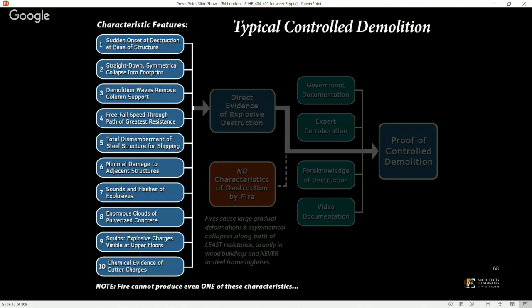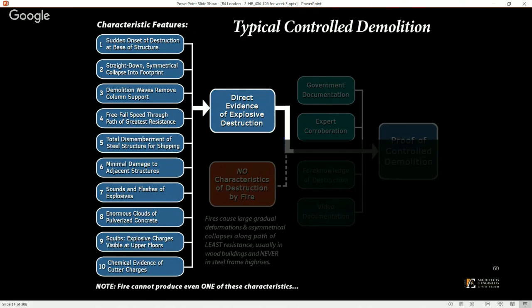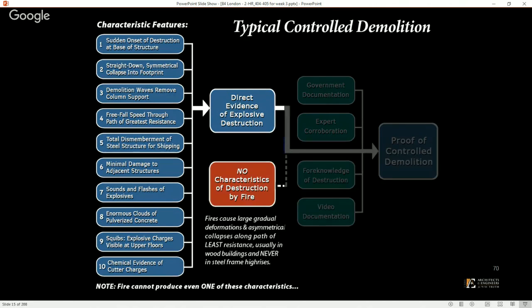We focused on that last week. And 8, enormous clouds of pulverized concrete. 9, explosive charges visible at the upper floors. Isolated explosive ejections called squibs. We looked at that last week. And what we're going to be looking at this week is number 10, chemical evidence of explosive or incendiary destruction. Fire can't create any one of these, let alone all 10 of them.